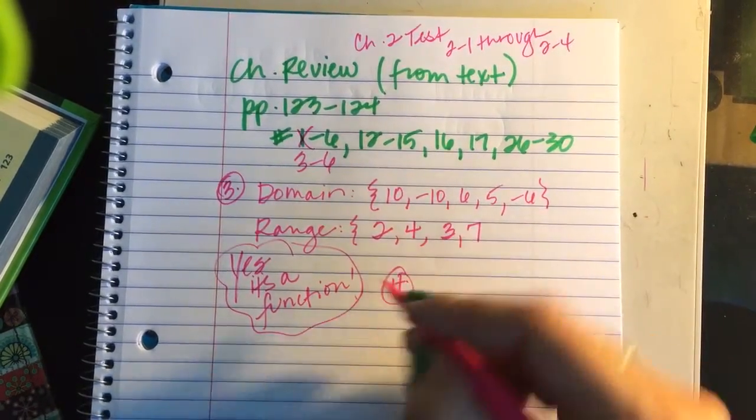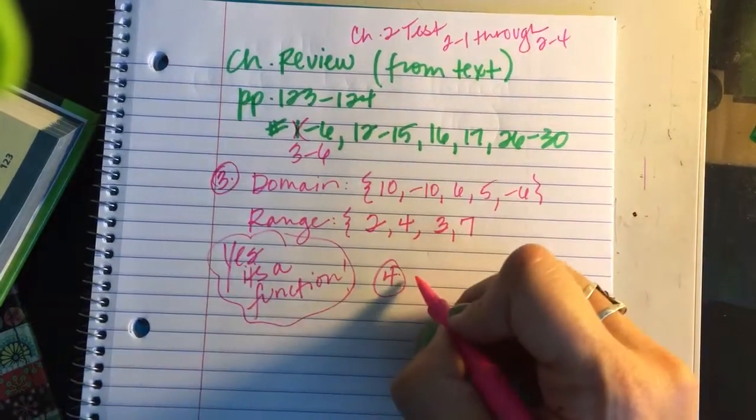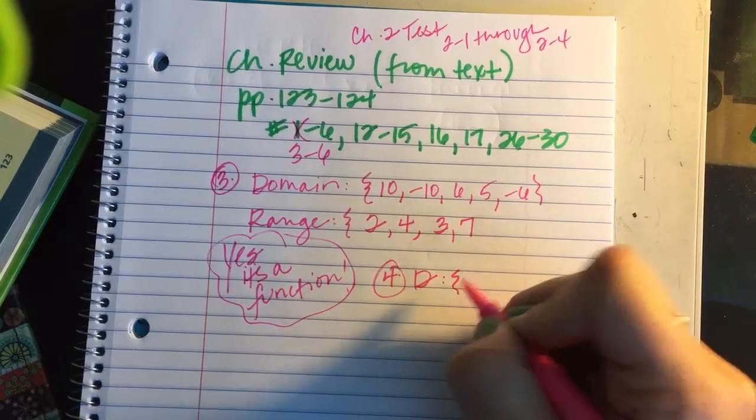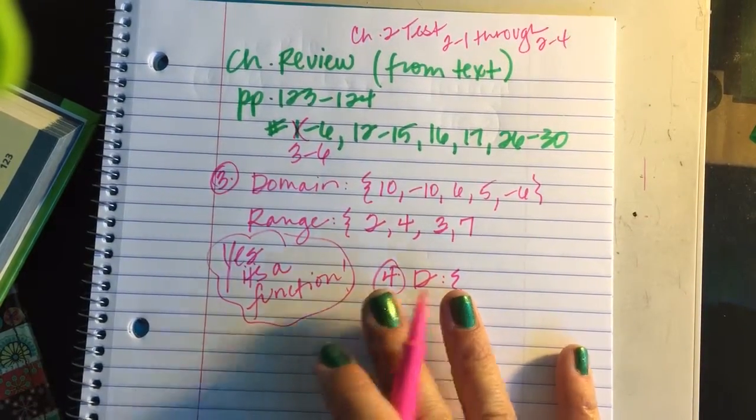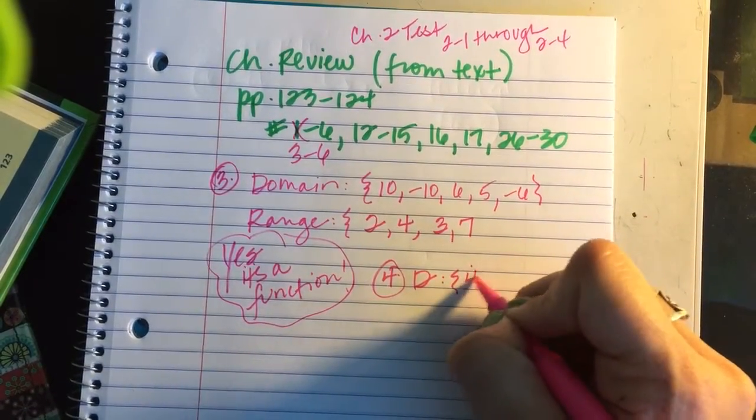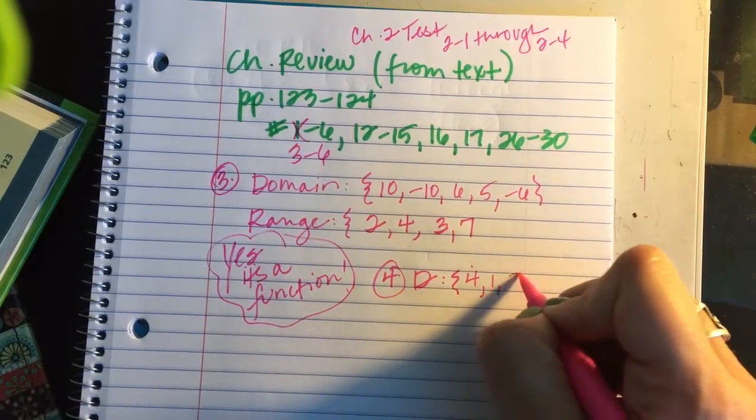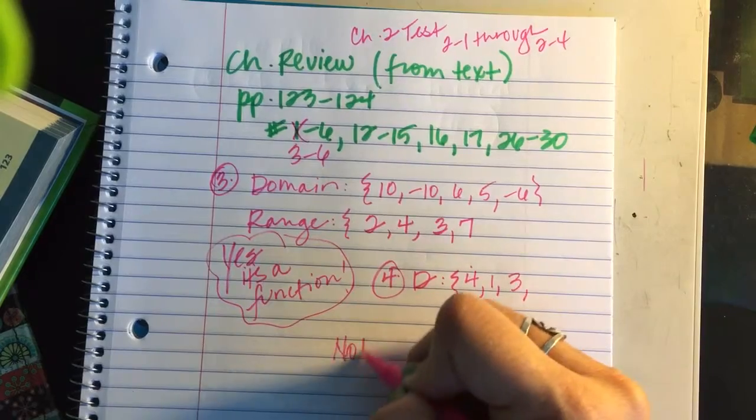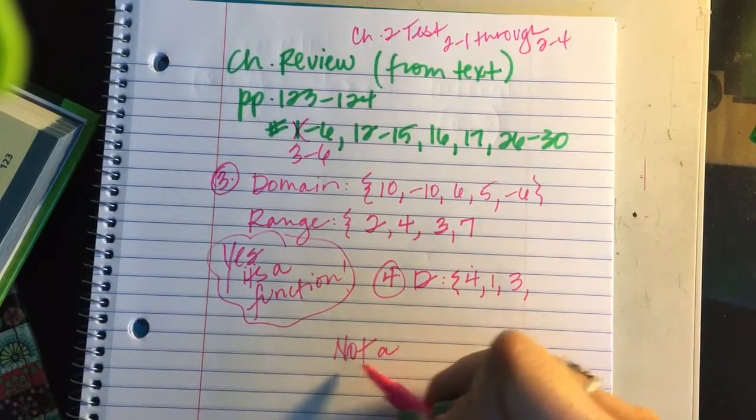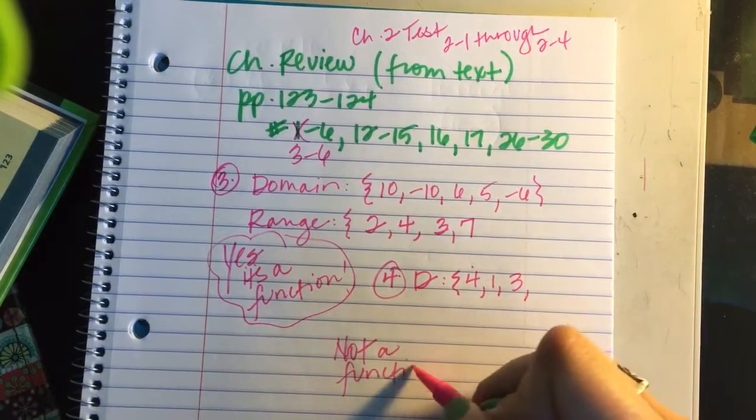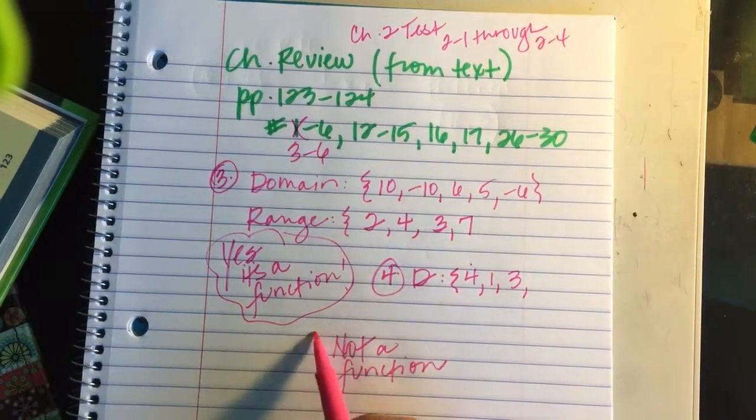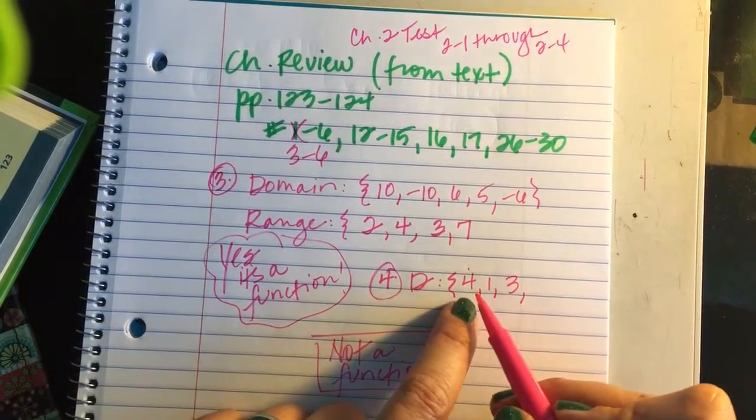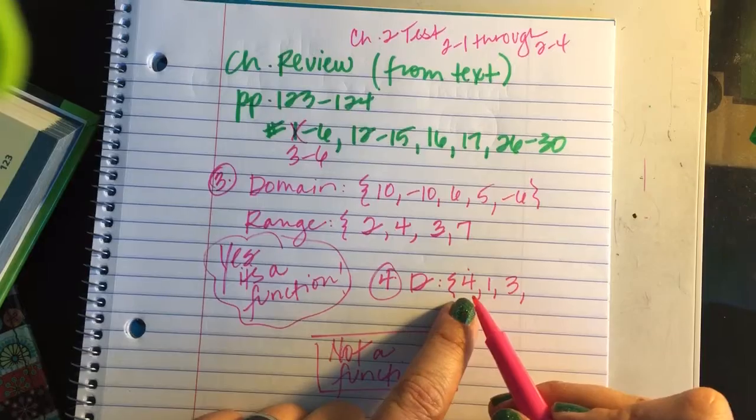Number 4, I'm going to approach the exact same way. I've got a list of ordered pairs, my domain. Let me go through the x values. I see 4, 1, 3, I see 4 again. I'm not going to repeat it, but I'm also knowing that since 4 happens twice, this is a relation and not a function. So to address that, I have that information here. Again, 4 has 2 different y values with it.